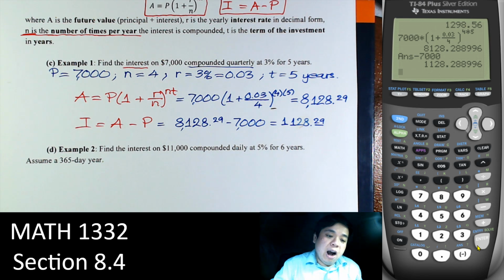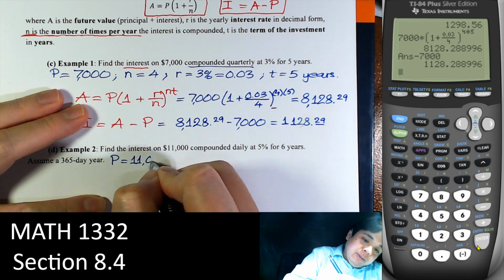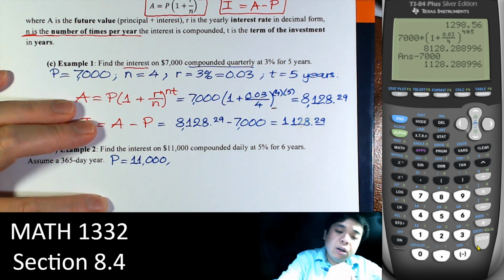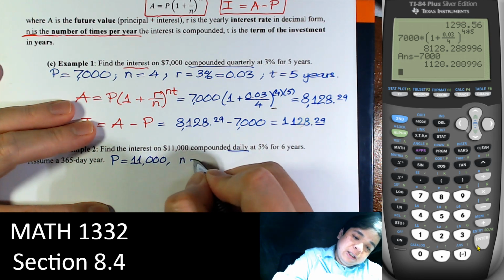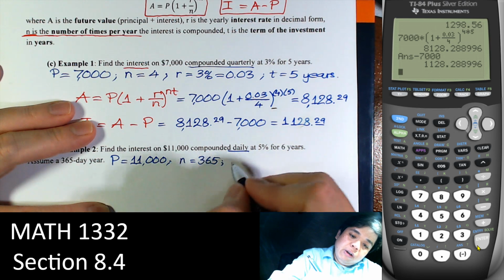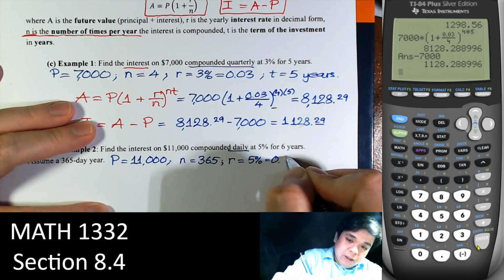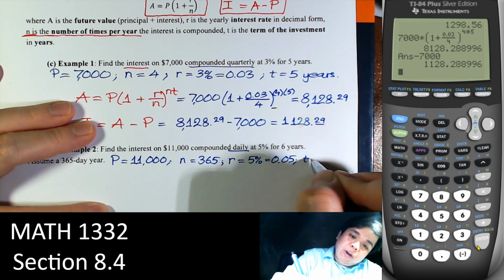Right, next, find the interest on $11,000 compounded daily at 5% for 6 years. Assume that there are 365 days in a year. So write out the principal, 11,000, compounded daily, 5%, for 6 years.